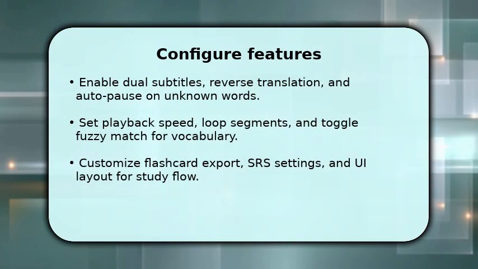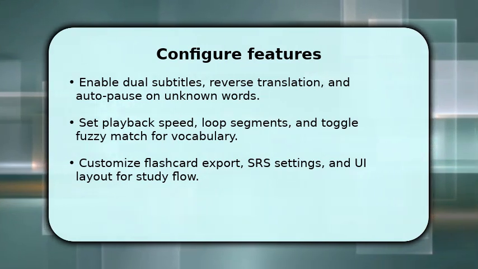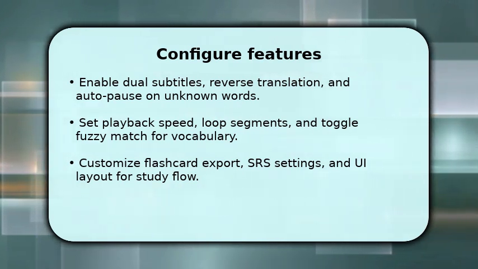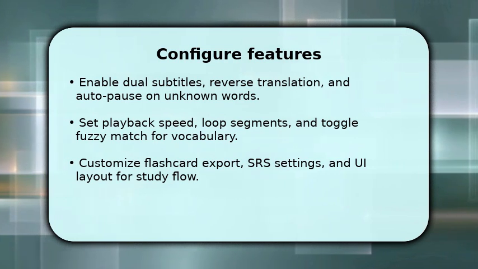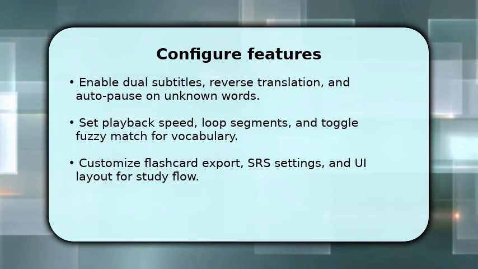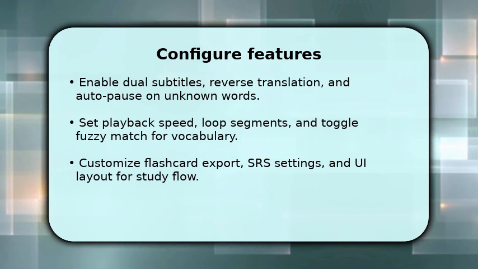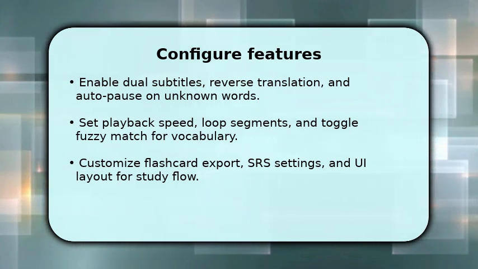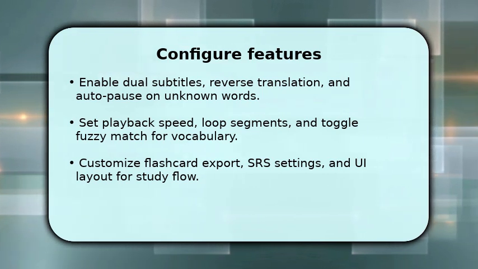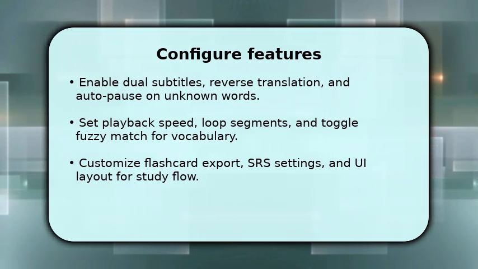Now configure the core learning features to match your workflow. Turn on dual subtitles and reverse translation so you see both languages simultaneously, and enable autopause on unknown words to give yourself time to process. Then adjust playback speed and set looped segments for tricky phrases. Use fuzzy match to catch variants. Finally, customize flashcard export and spaced repetition settings, and arrange the UI layout so flashcards, dictionary, and video controls are visible. These settings control how efficiently you convert viewing into active practice.